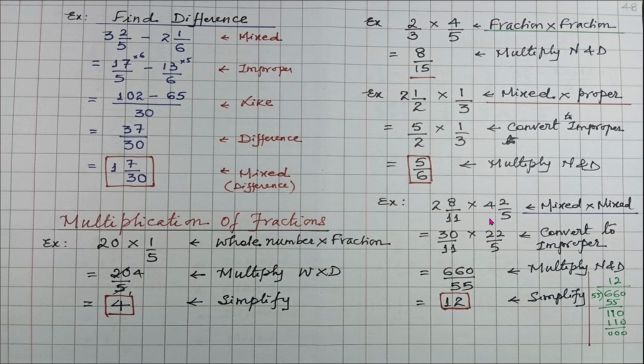Let us take two mixed fractions now. 2 integer 8 by 11 and 4 integer 2 by 5. Convert them into improper fractions. 11 2s are 22 plus 8 is 30, 30 by 11. 5 4s are 20 plus 2 is 22, 22 by 5. These are improper fractions, and also they are unlike fractions. So it is a multiplication, you don't have to do anything here. Just multiply the numerators and multiply the denominators. 30 into 22 is 660. 11 5s are 55. Divide 660 by 55. We get 12. So that is the procedure of multiplication.